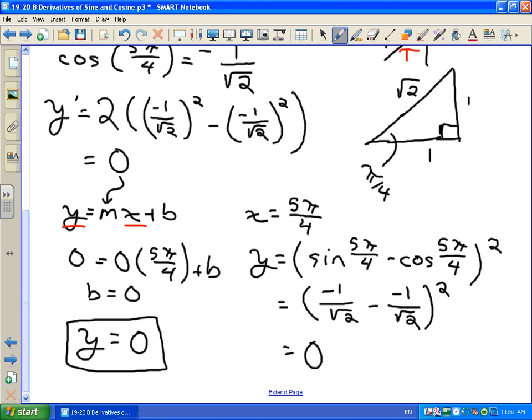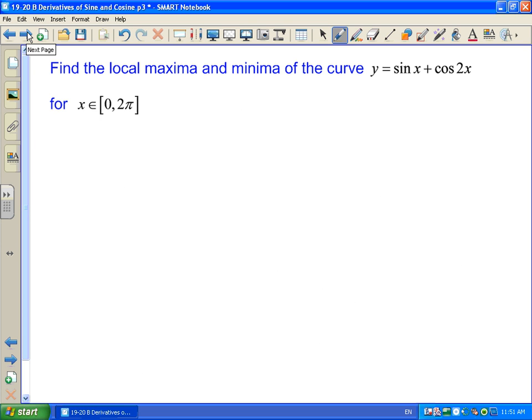All right, so that's a standard type of question. Here is the other kind of question we like asking you. Find the local maxima and minima of this curve, y equals sine x plus cos 2x, over some interval. What's our first step here? Derivative.